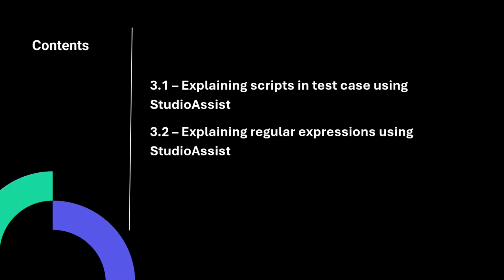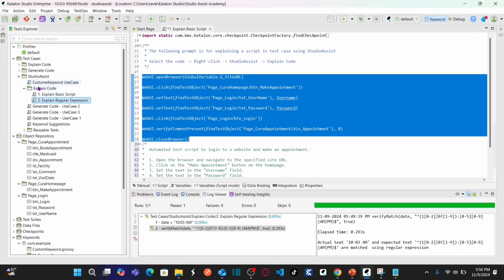As part of section 2 in chapter 3, let us learn how we can explain regular expressions using Studio Assist. Let us go to Katalon Studio directly and see an example to explain the regular expression by using Studio Assist. To save some time, I've already created another test case under the explain code folder. Let me open this particular test case.